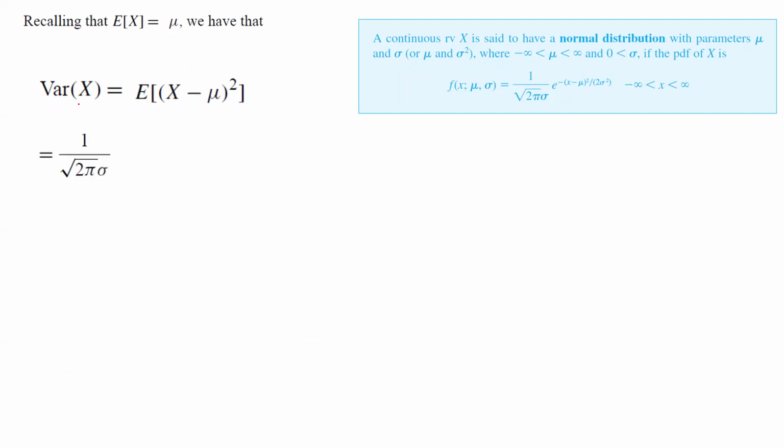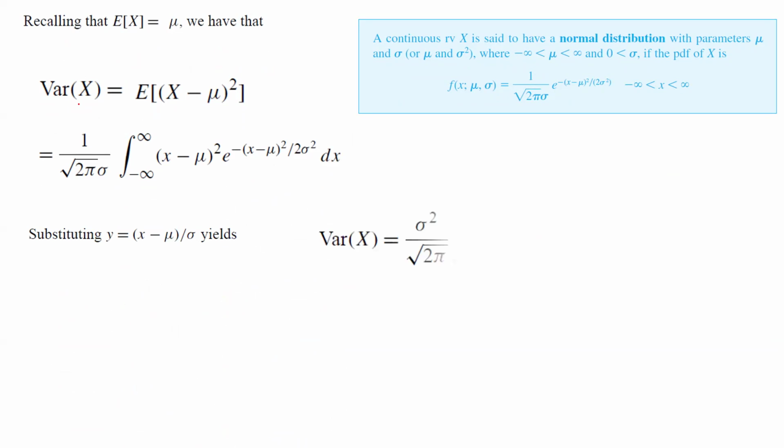So basically you have 1 divided by square root of 2 pi sigma, the integral of x minus mu to the second power times the exponential function e to the power negative x minus mu to the second divided by 2 sigma squared. We are taking the integral with respect to x. Please note that if you use a substitution like y equals x minus mu divided by sigma, this integral can be written a little bit nicely. You get sigma squared divided by square root of 2 pi times the integral of y squared e to the negative y squared divided by 2 dy.